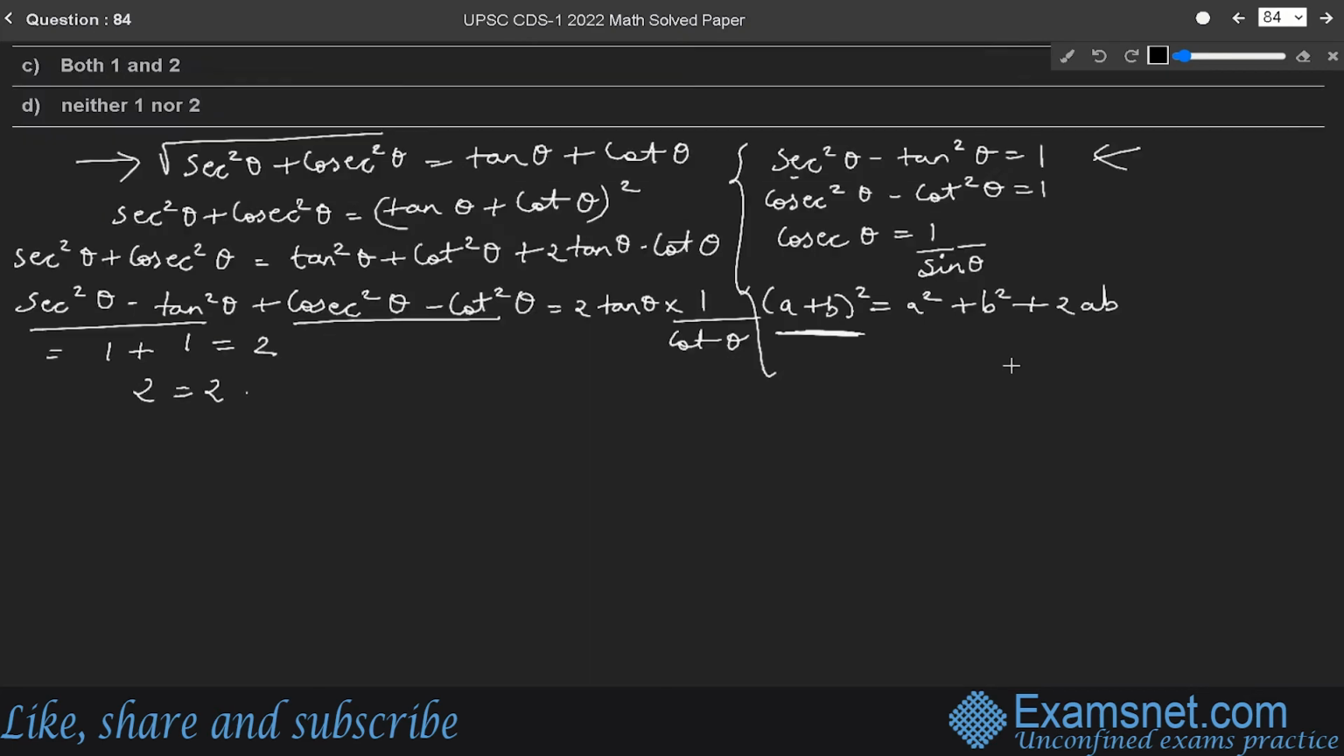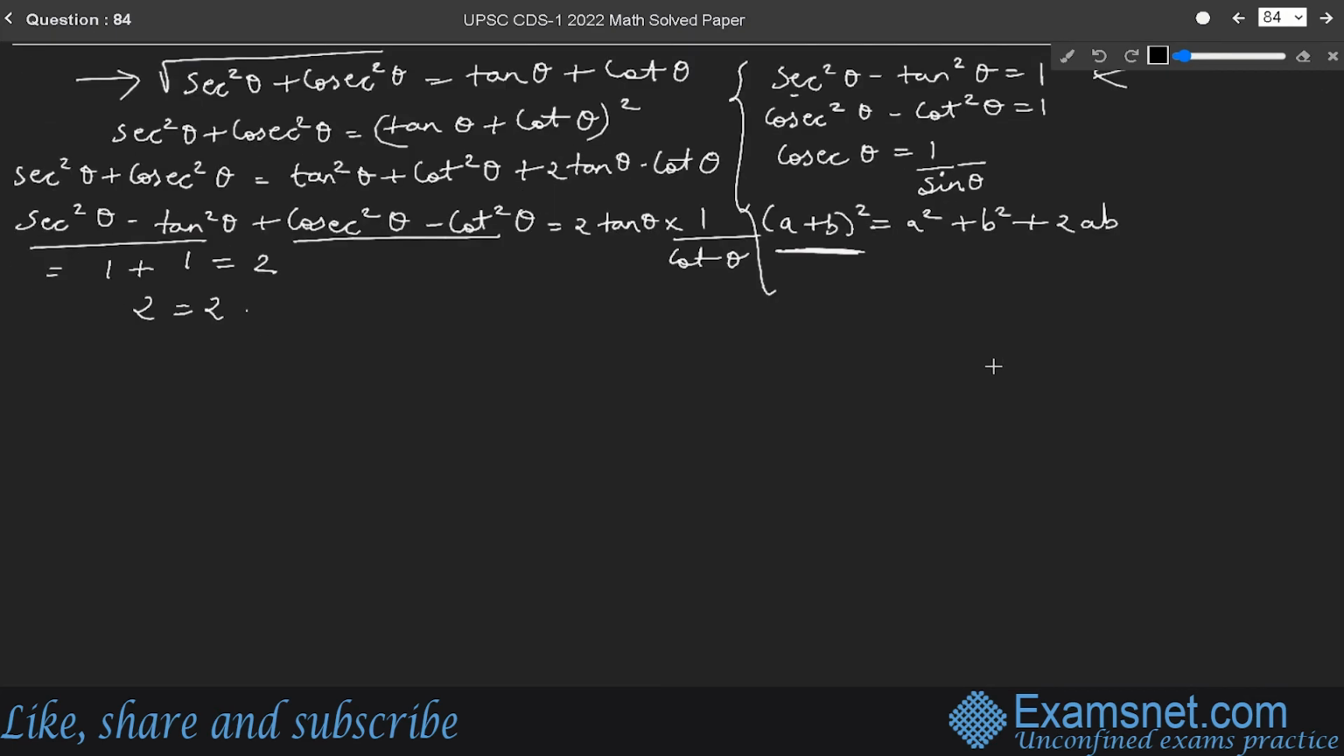Now talking about the second statement. Second statement is under root of tan square theta plus cot square theta plus 4 is equal to sec theta plus cosec theta.